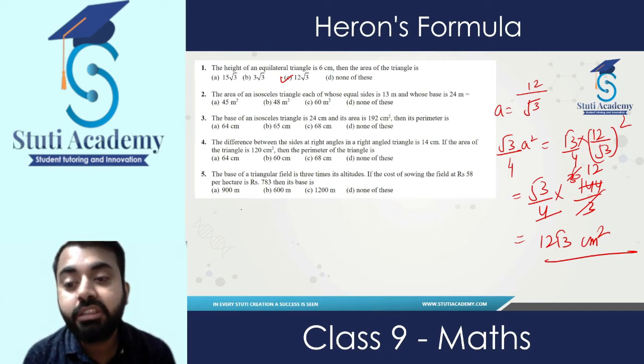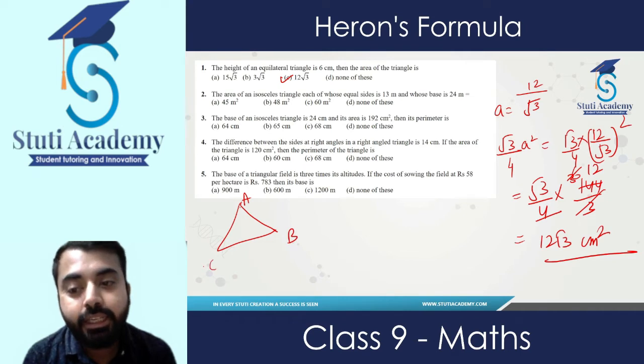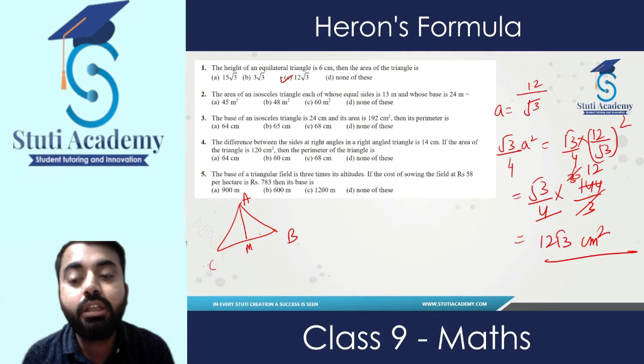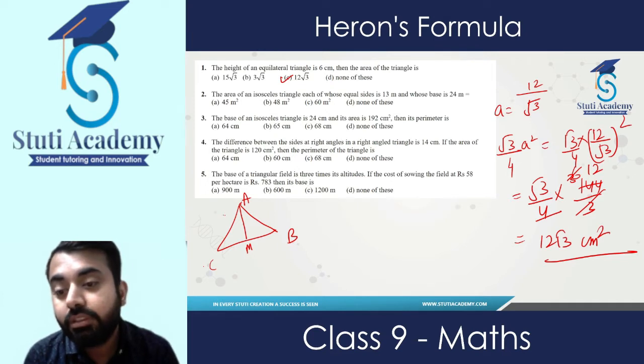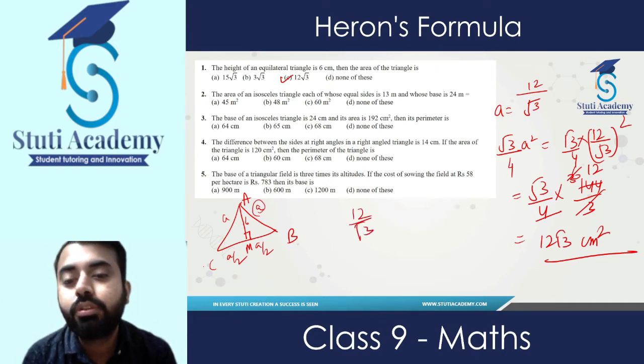So if I consider ABC to be an equilateral triangle with a height AM, in any equilateral triangle, if you draw a height, that also acts as its median. So if each side was A centimeters, then its base half will be A by 2 on this side and A by 2 on this side, and this height was 6 centimeters. Using Pythagoras theorem, I found out the value of A was 12 root 3.